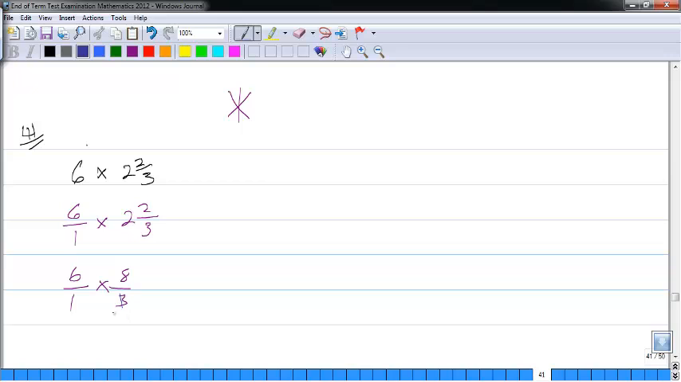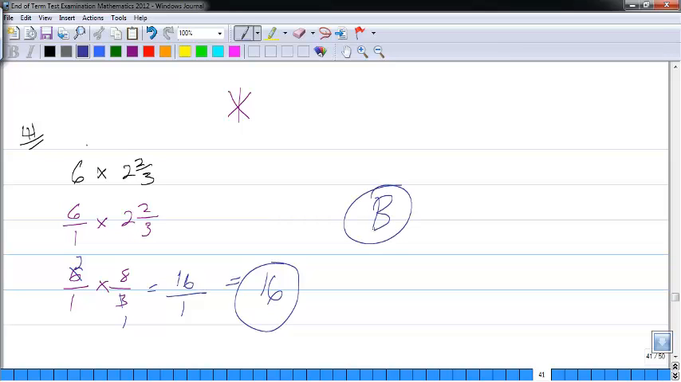3 could go into 3 one time, and 3 could go into 6 2 times. Now we multiply numerator by numerator, so we would end up with 2 times 8. 2 times 8 would be 16 over 1 times 1, 1. So how many times could 1 go into 16? It could go in there 16 whole times. Our answer is 16. Based on the responses, our answer is B.